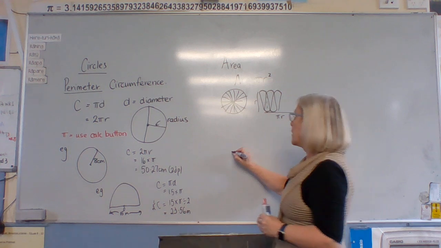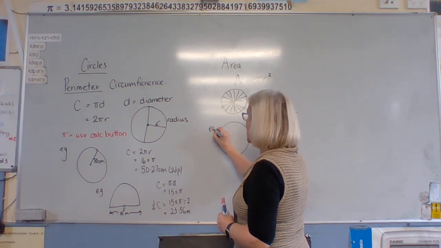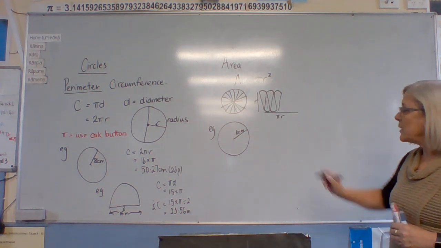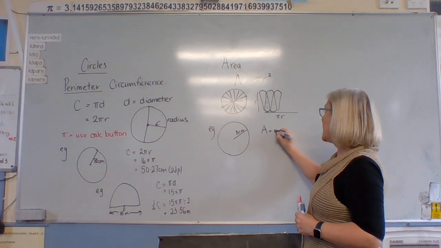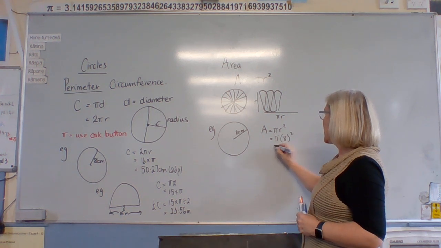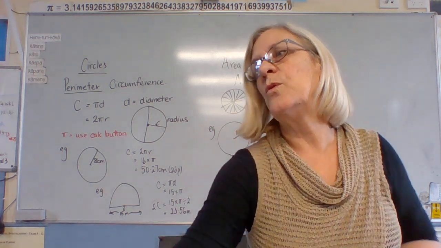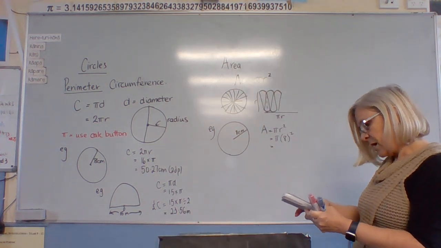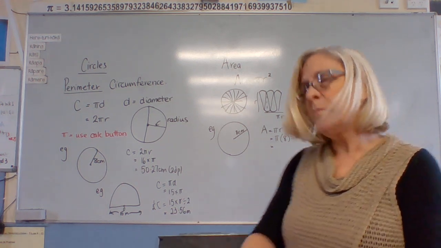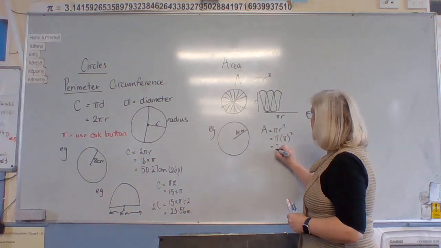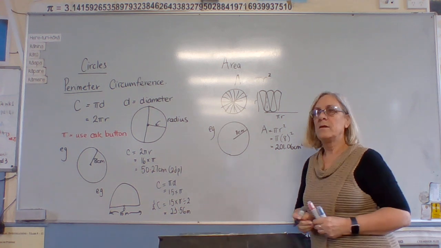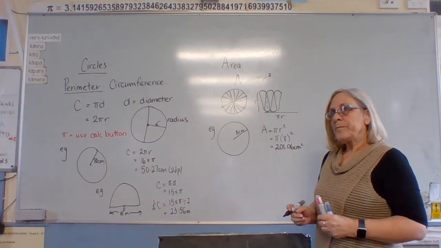So if you can remember that the squared indicates area, because we always write area as something squared, then you'll be right. So if we're looking at an example, we'll do that one again actually, 8 centimetres, we're finding the area this time. We've got the area equals pi r squared, so we've got pi times 8 squared, put it in your calculator, and you will get 201.06 centimetres squared.